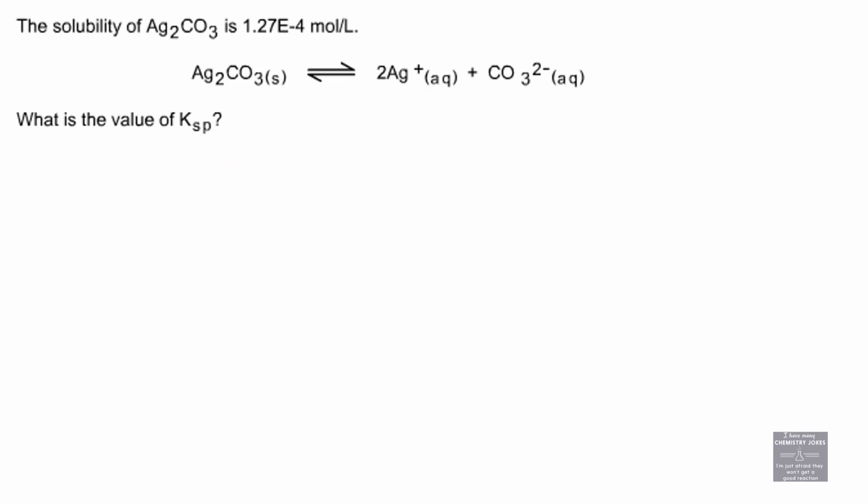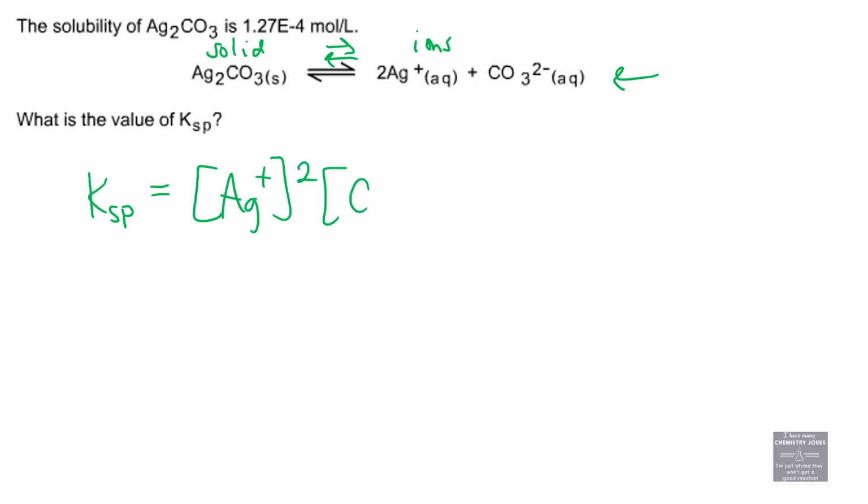Let's do some problems and wrap this puppy up. The solubility of Ag2CO3 is this. The equation is that. What's the value of Ksp? Okay, question number 1. Is this a Ksp equation? Yes, because it starts with a solid and it breaks down into ions. This is absolutely a Ksp equation. Solid into aqueous ions. So I'm going to start by writing my Ksp expression for this reaction. That's obviously Ag+ squared times carbonate.